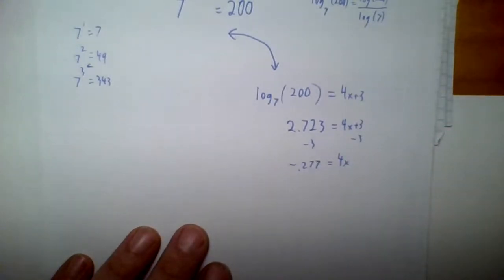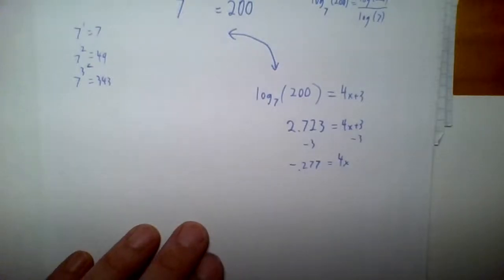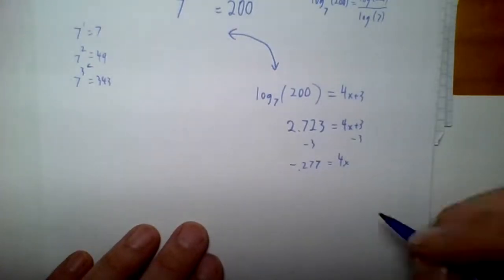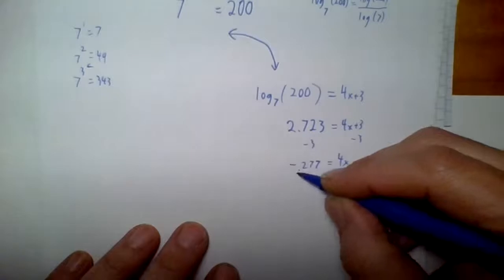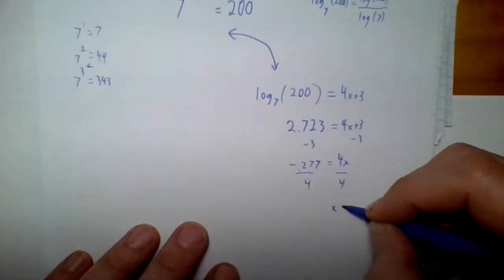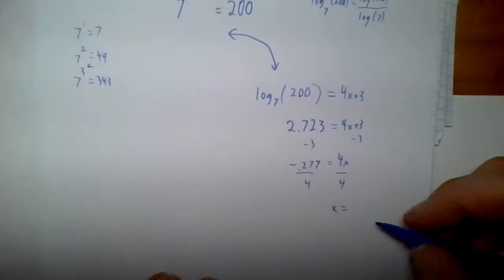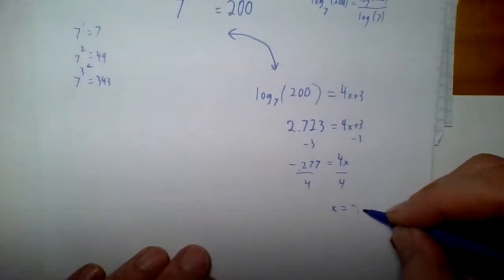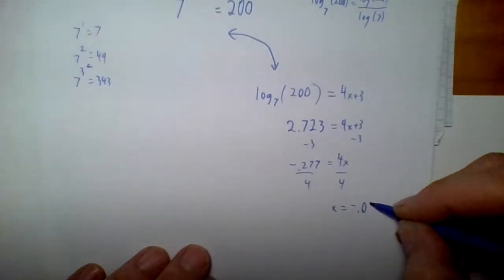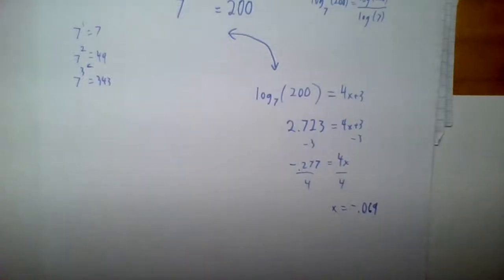Comes out negative. Divide by 4. Negative. We'll catch up on this in the calculator. Divided by 4. Round that to the thousandth. I got negative 0.069. The solution on that one. That's the x value that would work in that equation.